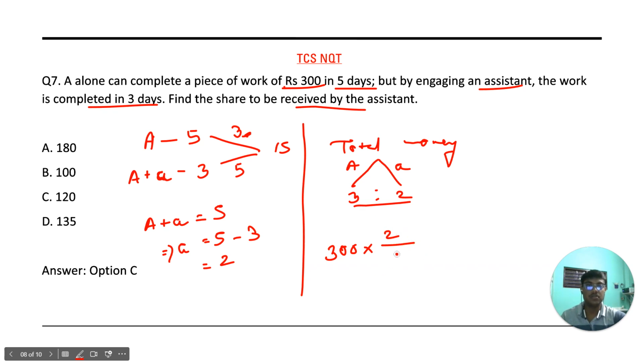So the assistant's share would be 2 by 3 plus 2, total is 5 efficiency, times 300. So if we cancel out, this would be 60 into 2, which comes out to be 120. So 120, option C is our correct answer. Hope you all got it.